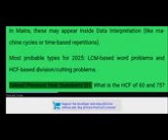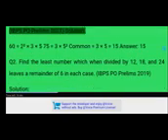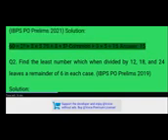Solved previous year questions. Q1. What is the HCF of 60 and 75? IBPS PO prelims 2021. Solution: 60 equals 2 squared times 3 times 5, 75 equals 3 times 5 squared. Common equals 3 times 5 equals 15. Answer, 15.